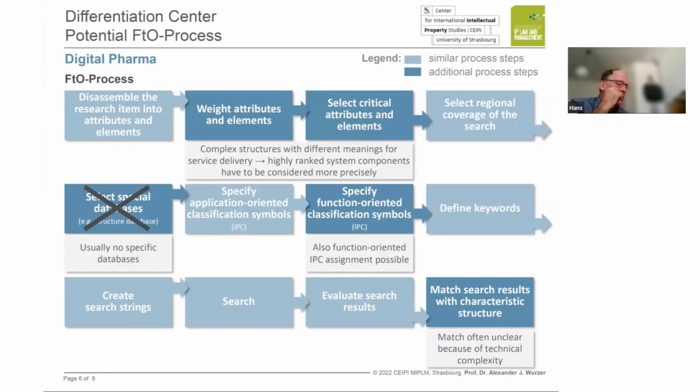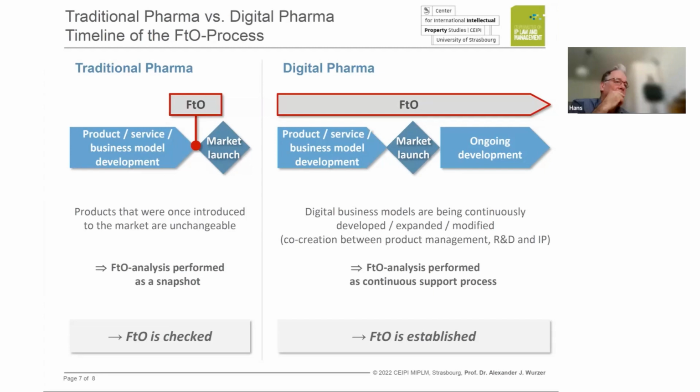The development process for business models and products differ in the traditional pharmaceutical industry and new digital pharma approaches, especially with regard to development periods. And this has an impact on the performance of the FTO. These differences are shown in the timeline of the development process and derive the implications for the performance of the FTO analysis. For the last task, we will compare the timeline of the FTO process between traditional pharma and also digital pharma.